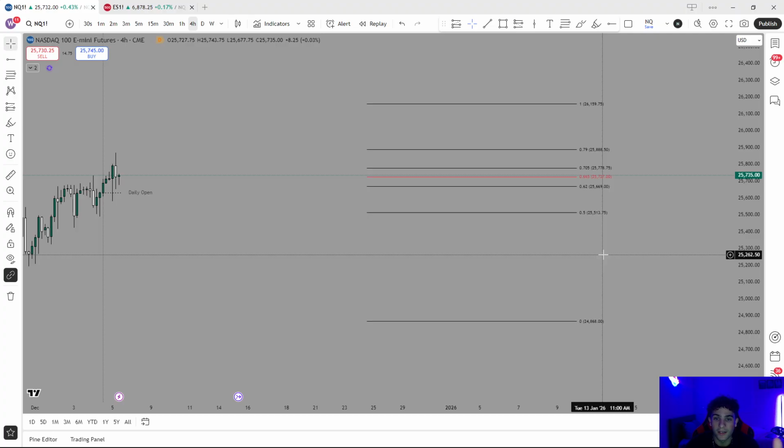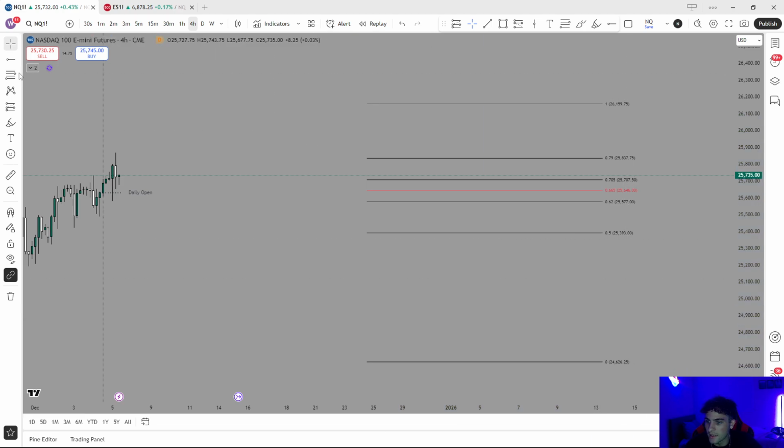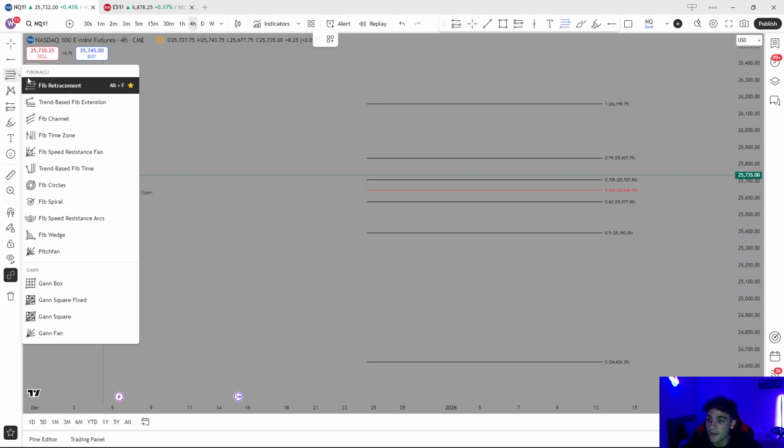I align this with my higher time frame legs. I use OTE every single day. It is a staple in my model. It's a very strong tool, not a model. It's a strong tool, right? If you go over here, it is the Fibonacci retracement, the famous word.